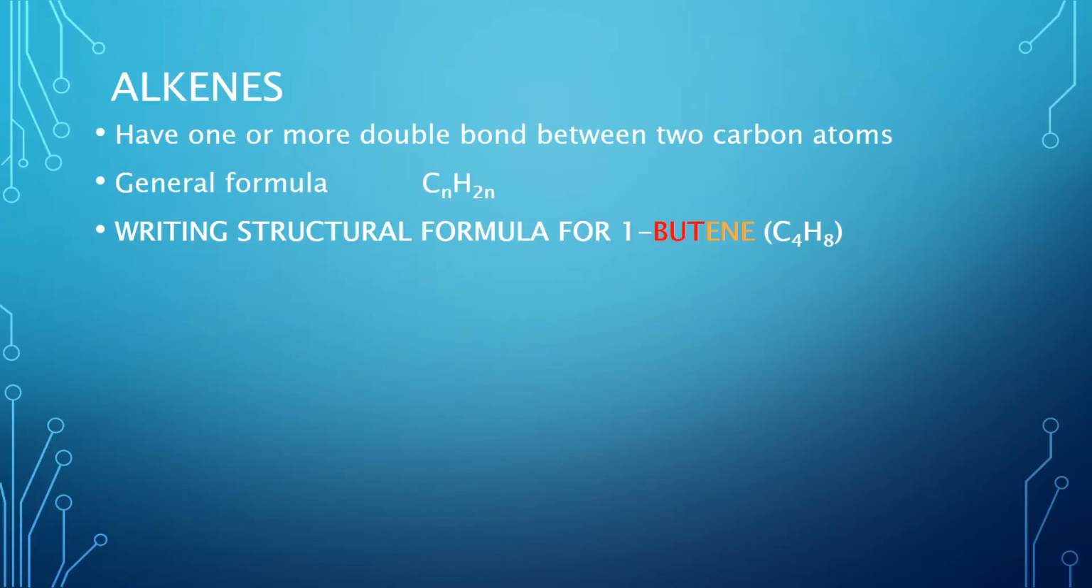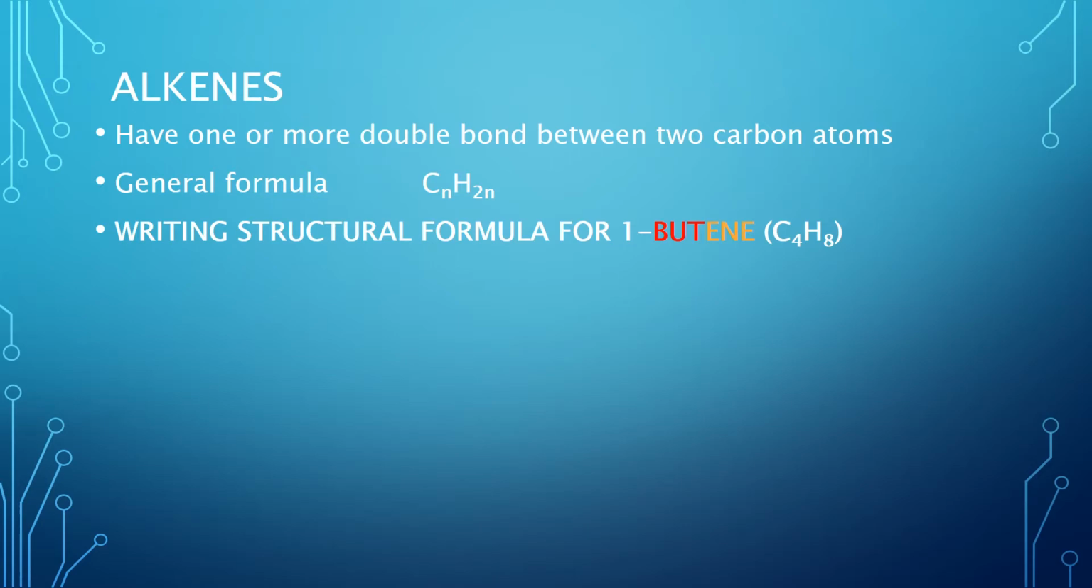Alkenes are the hydrocarbons that have one or more double bonds between two carbon atoms. It means at least one double bond must be present in the hydrocarbon. They will be the alkenes. And the general formula for the alkenes is CnH2n, where n indicates the number of carbon atoms in the chain.